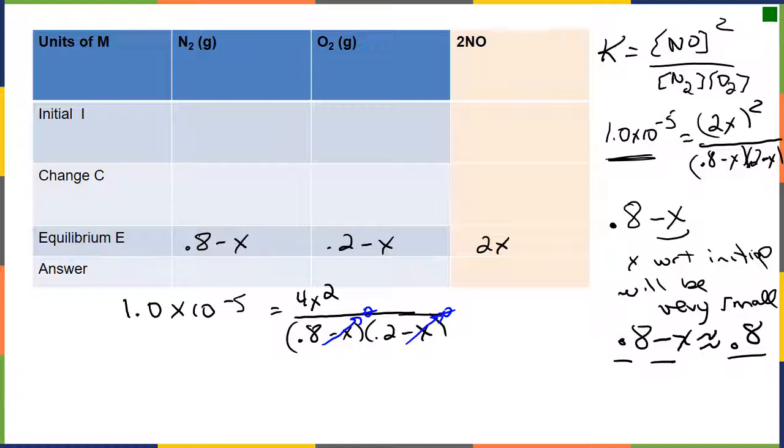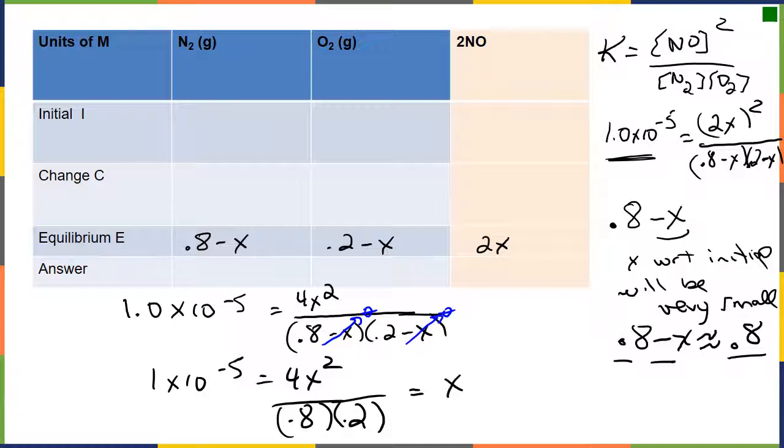Obviously, I can't set the numerator x equal to 0 because then I haven't got a math problem. So I have 1 times 10 to the minus 5 is equal to 4x squared over 0.8 times 0.2. Rearranging, doing the multiplication and division, and taking the square root, I'm going to get a value of x equal to 0.00063. So, first of all, is it going to be a good approximation?